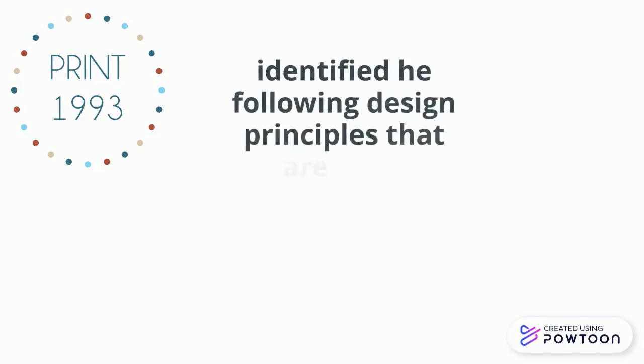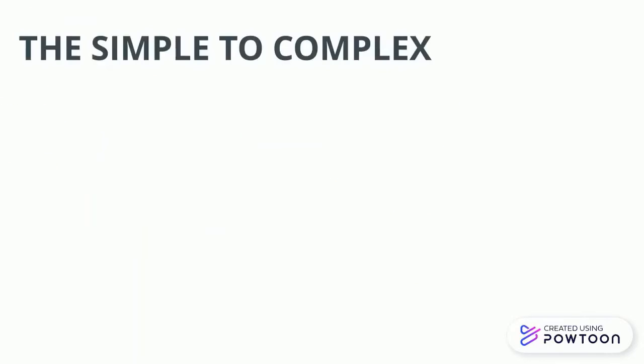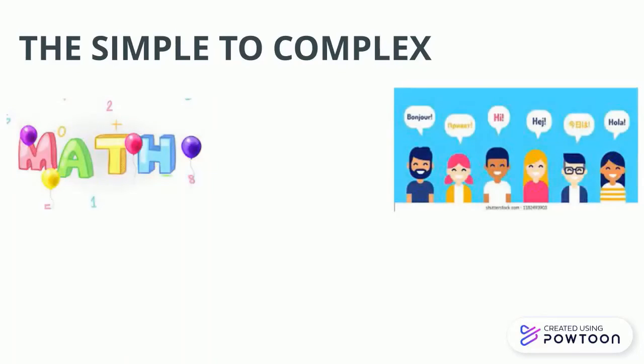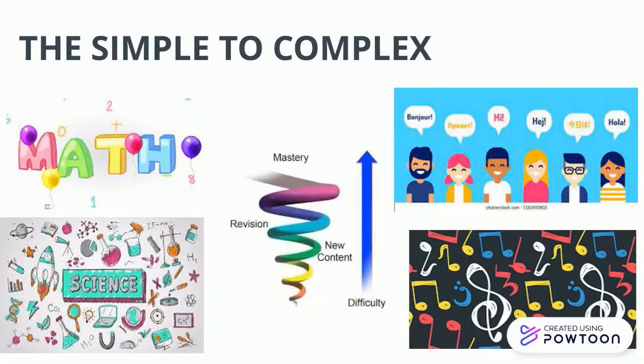Print 1993 identified the following design principles that are most commonly used to sequence the curriculum contents. The simple to complex. This is traditionally applied to disciplines like math, language, science, or music. The topics are arranged in a progressive spiral sequence.